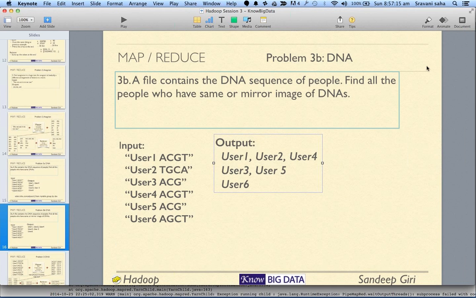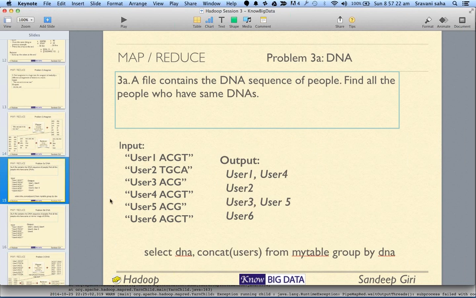Okay, so here is the problem. Basically, you are given the same file as in the previous example. In the previous example, we grouped the users which have identical DNA together, right? User 1 and user 4 in this case.